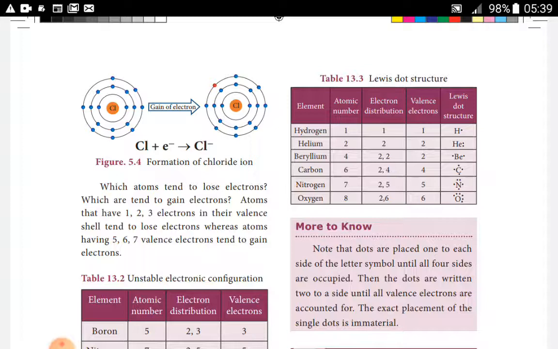Then oxygen, atomic number 8, 8 electrons. The first shell is completely filled with 2 electrons. The remaining 6 electrons are in the next shell, L shell. 6 electrons are valence electrons in the oxygen atom. And these 6 electrons are placed surrounding the oxygen symbol O.